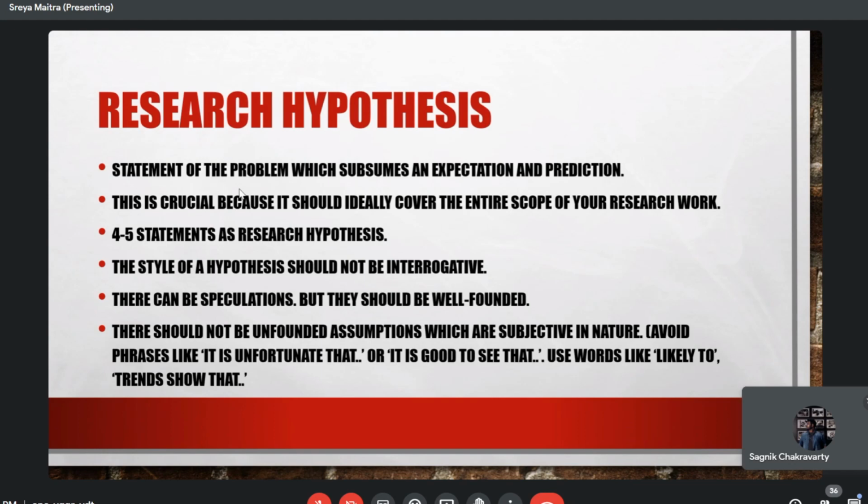So you should avoid phrases like "it's unfortunate that," or "it is good to see that," and instead use words like "this is likely to be a certain way," or "trends show that something is going to happen." So, for example, for the NEP research proposal, your hypothesis can be: the immediate feedback upon the launch of the NEP reveals that there can be challenges in implementation. So that's your first hypothesis.